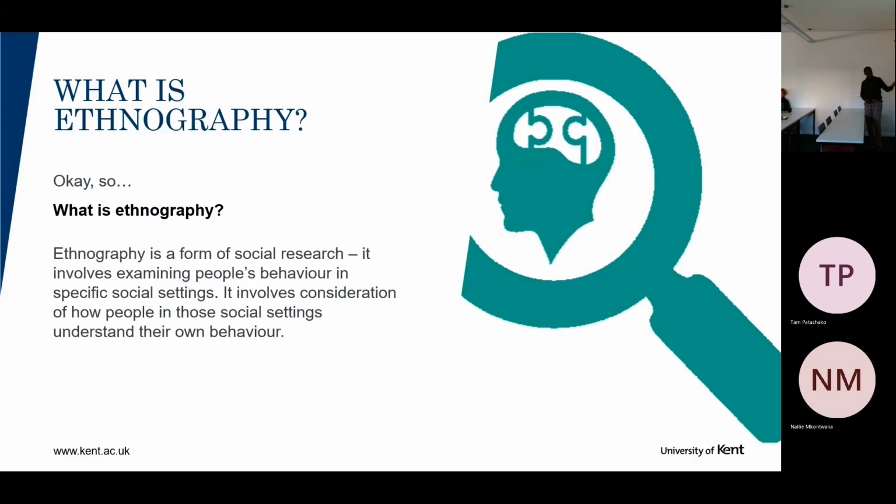I've answered these questions. So ethnography is a form of social research. It involves examining people's behavior in specific social settings. In this case, what will be the social setting in journalism? The newsroom, correct. And it involves consideration of how people in those settings understand their own behavior.